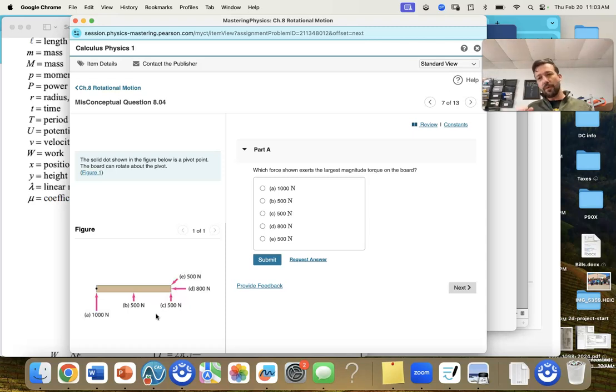So remember, torque is force times radius. So which one is applying a force that is perpendicular and rotates around, and has the largest distance from the pivot point, because that's force times distance. Okay.